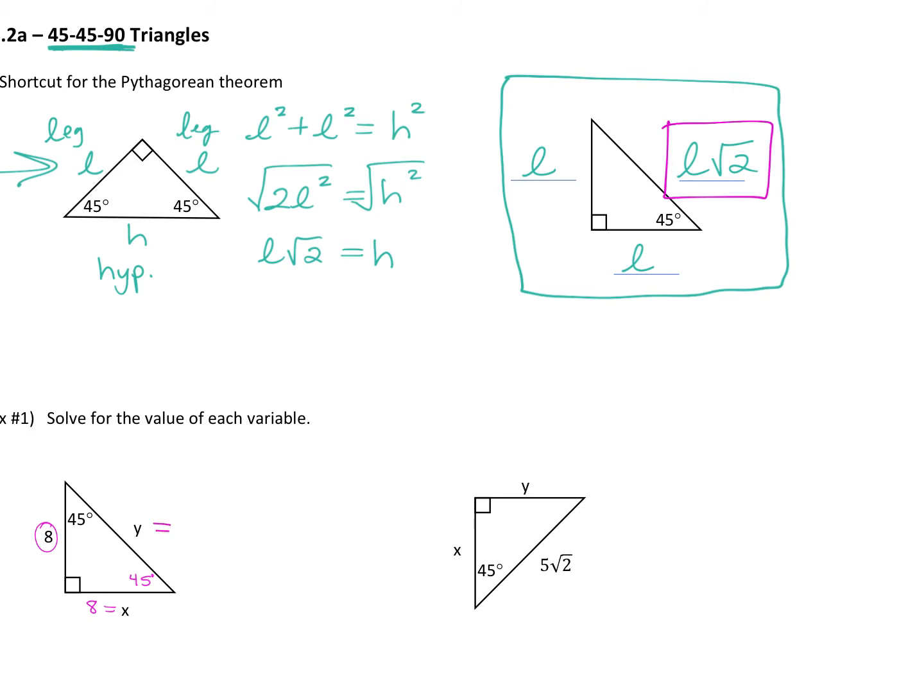What is Y? 8 times the square root of 2. Isn't that lovely? 8 times the square root of 2. It will always be the length of the leg times the square root of 2.